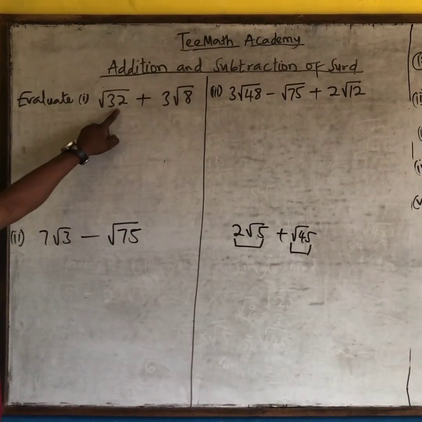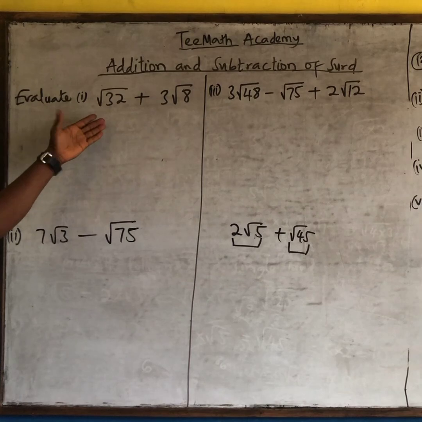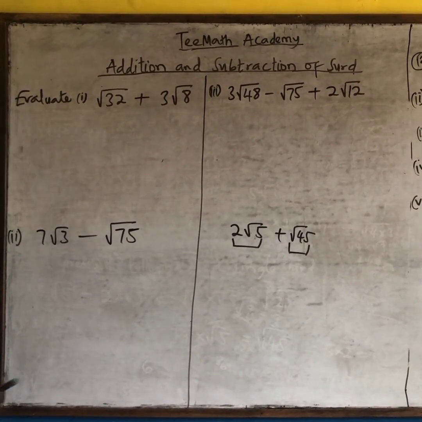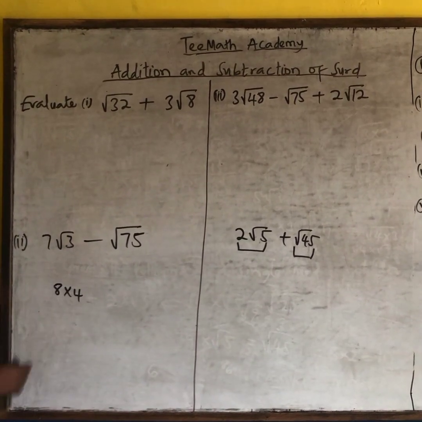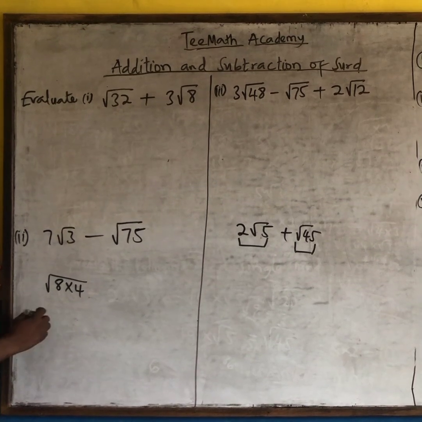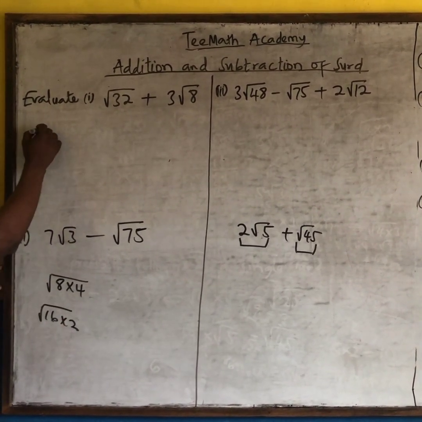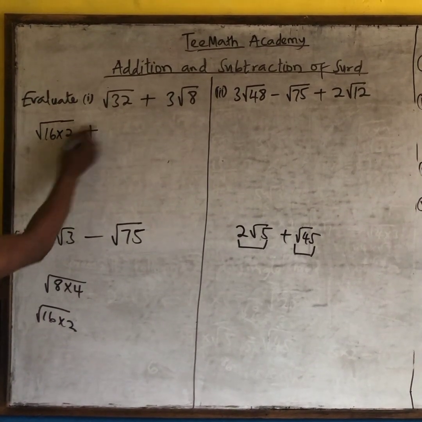So if you look at root 32, I can break 32 down into, okay, what are the numbers that we multiply together that give me 32? I can have 8 times 4. You can use 8 times 4, which is correct, but the fastest way is to use 16 times 2. So I can use 16 times 2 here. Then that is for 32.